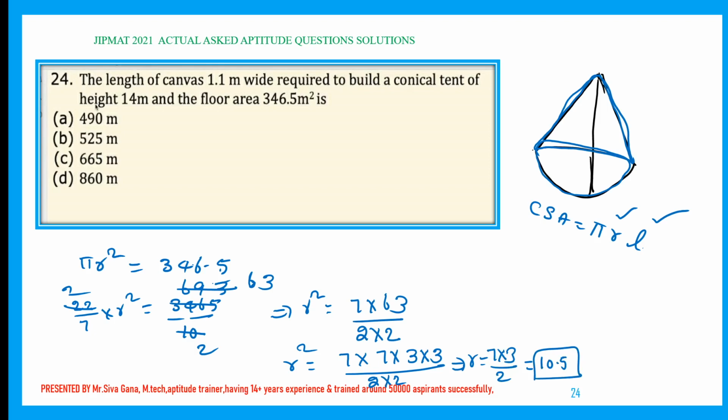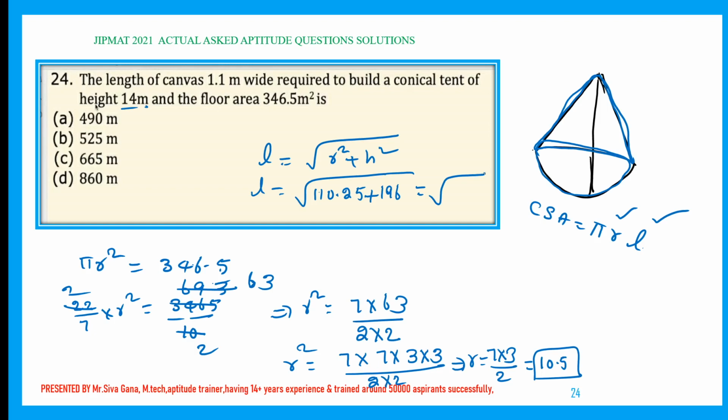Conical height is given. Height is given. Now, lateral height or slant height of the cone is the square root of r square plus h square. r is nothing but 10.5. 10.5 square is 110.25. h is 14. 14 square is 196, which gives 306.25. Approximately, 17 square is 289, 18 square is 324. So it is approximately 17.5. Now just to put it over here.